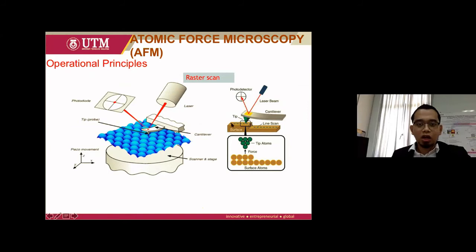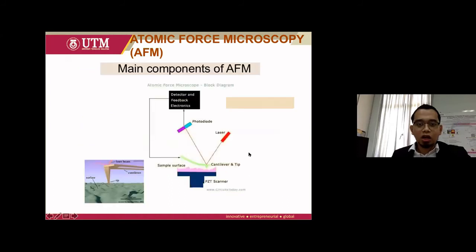So this is how we do a raster scan. You have a surface of your sample here, and the tip of your cantilever here is going to apply a certain force on different modes, on the surface of atoms. These are the main components of the AFM. It needs to have the piezoelectric scanner as well as the detectors as the feedback. This is actually all the electronic devices. Okay, so this is how we place our sample.